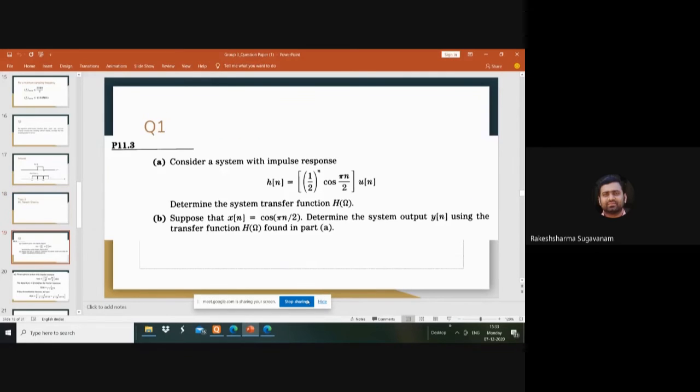Yes. Next slide, please. Yes, sir. Consider a system with impulse response h of n is given. Determine the system transfer function h of omega. These questions are from DTST, which I have taken the topics.